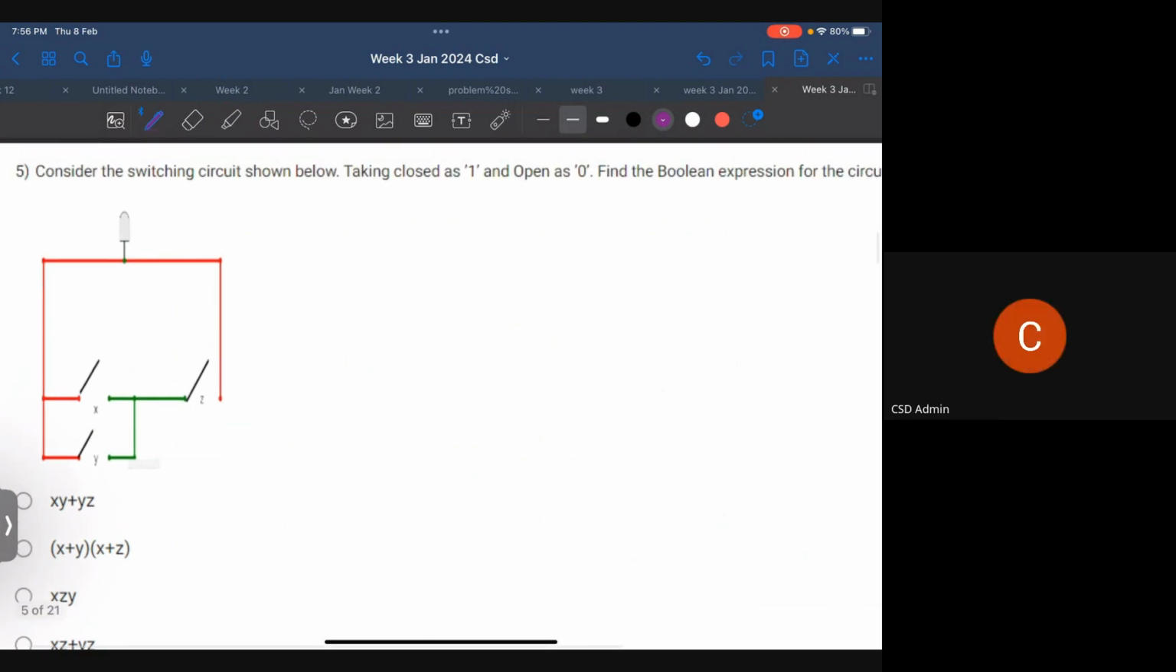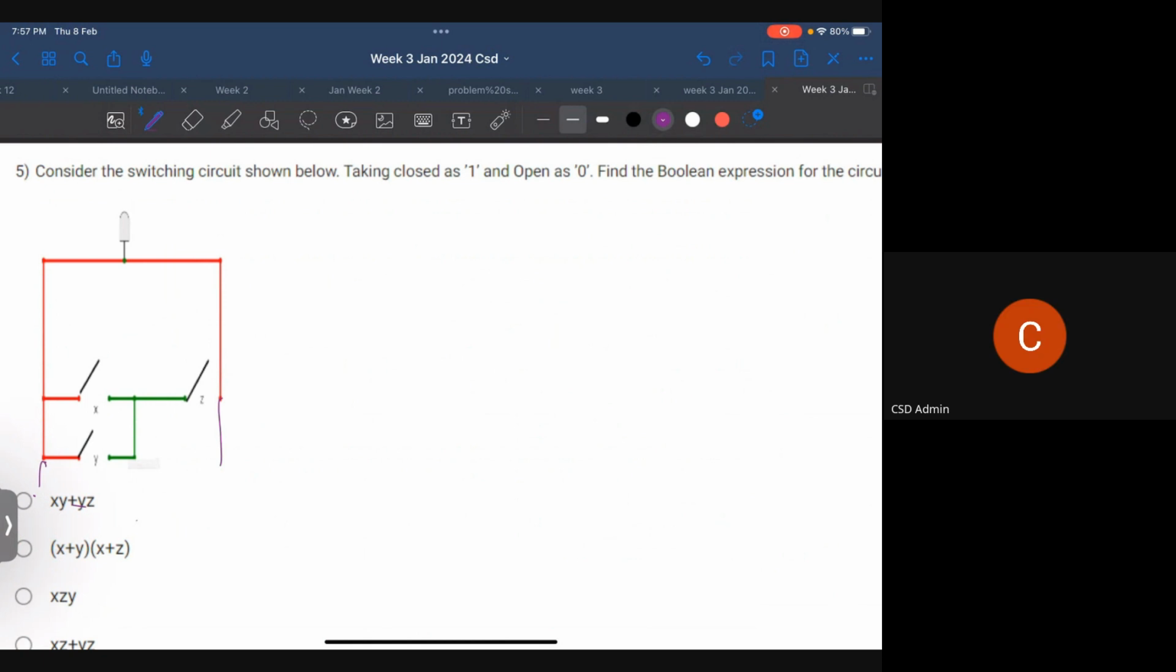So what will we consider for the battery source? X and Y? No, you can see that battery is the source. X, Y, and Z are switches. Yes, correct. The battery is the source, and X and Y are parallel. So it's X plus Y, whole into Z, is that it?